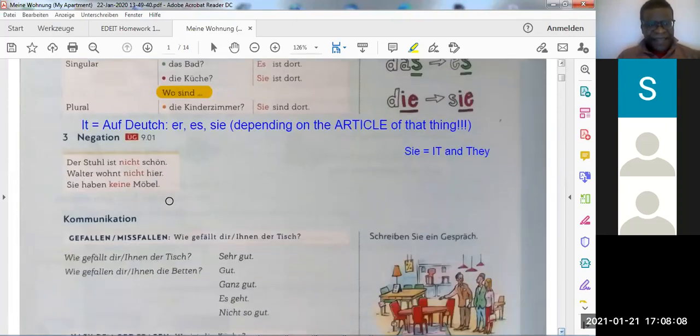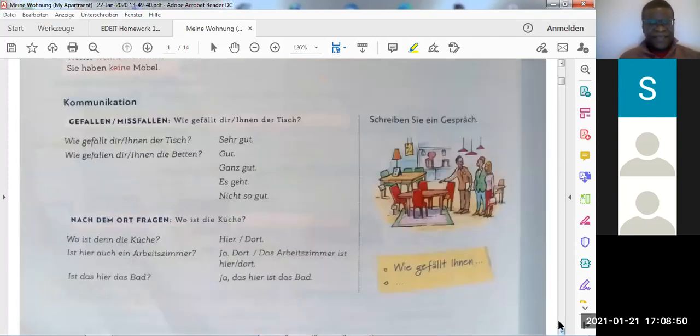Done. Negative. Der Stuhl ist nicht schön. The stool is not beautiful. Schön means beautiful. Schön has an umlaut. Walter is the name of a person. Walter wohnt nicht hier. Walter doesn't stay here. Sie haben keine Möbel. They don't have furniture. Möbel is furniture. So these are some of the terms we are going to meet inside.